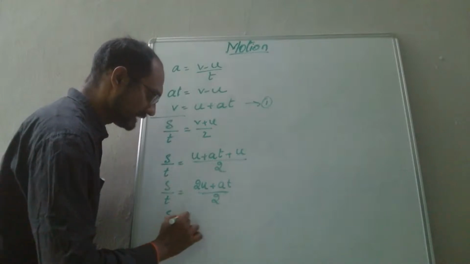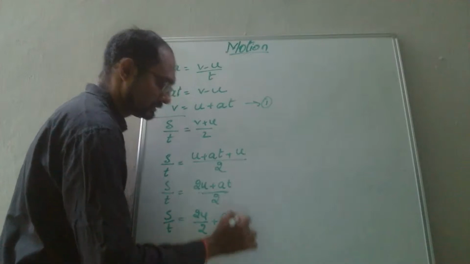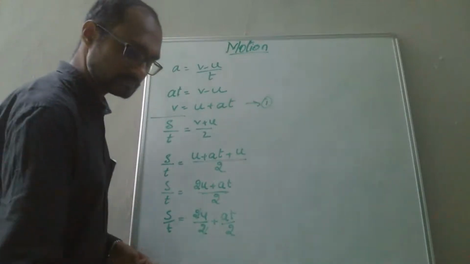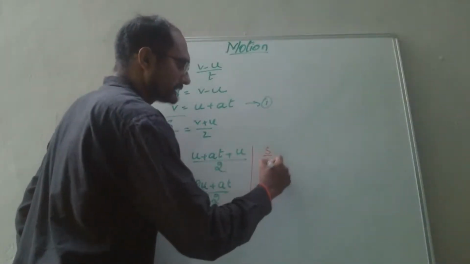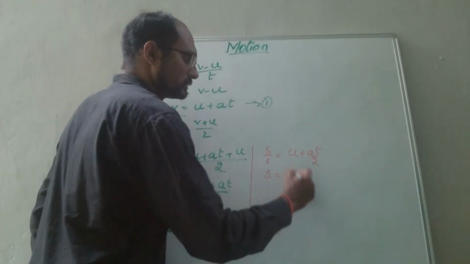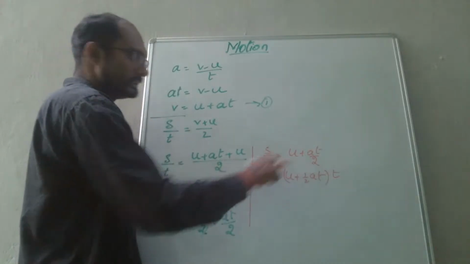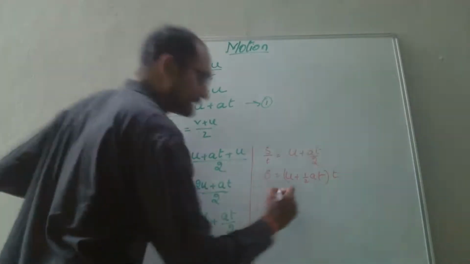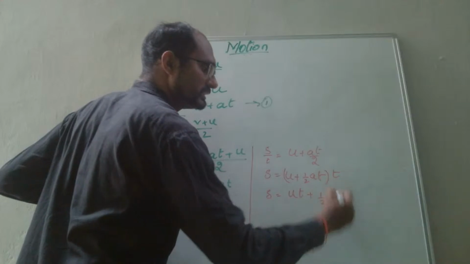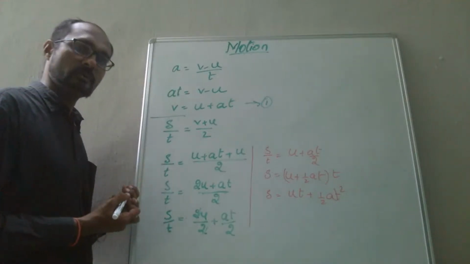So, s by t is equal to 2u by 2 plus at by 2. Here 2 and 2 get cancelled. So I am left with s by t is equal to u plus at by 2. So s is equal to (u plus half at) into t. Remember, this t, when it is brought to the other side, should be multiplied with each and every term. So I get s is equal to u into t, that is ut, plus half into a into t into t, which is t square. So s is equal to ut plus half at square. This is the second equation of motion.